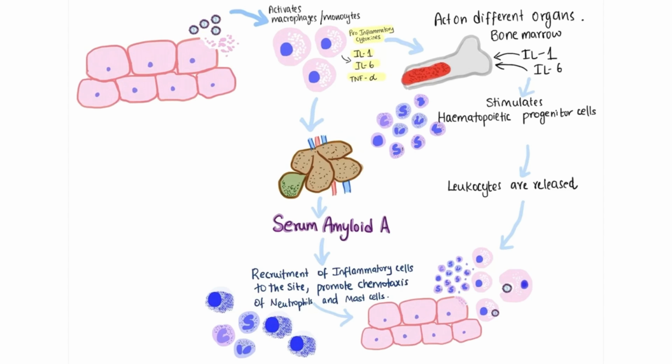Extrahepatic synthesis of serum amyloid A also occurs in synovial fibroblasts, and chronic elevation contributes to the pathogenesis of diseases such as rheumatoid arthritis. It is also associated with amyloidosis.